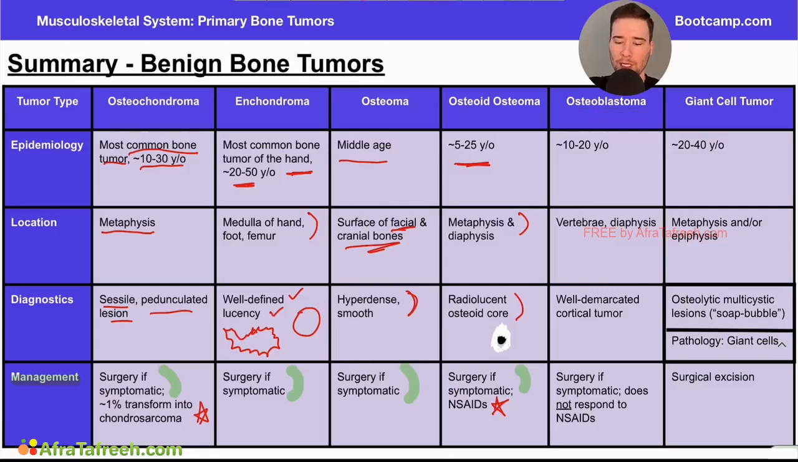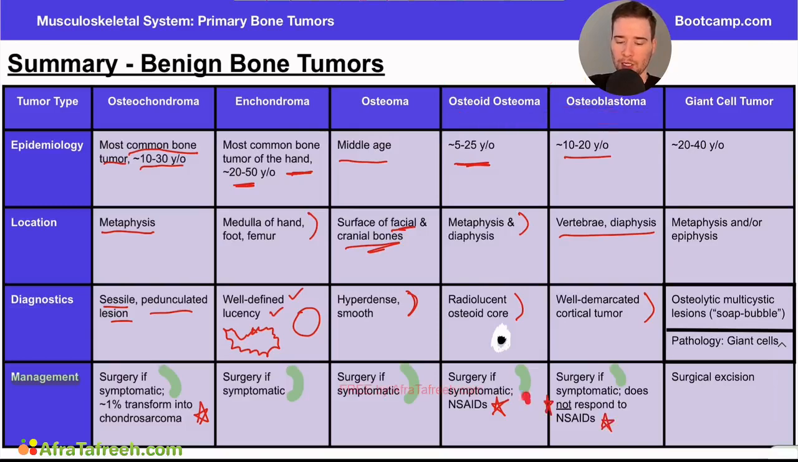We talk about the age range here again, typically a younger patient. This one's more likely to be seen in the vertebra or the diaphysis. This is going to be a well-demarcated cortical tumor. Again, we talked about the cortex versus the medulla. These patients will also get surgery if symptomatic. However, this bone tumor does not respond to NSAIDs. So this is the key contrast between the osteoblastoma and the osteoid osteoma.